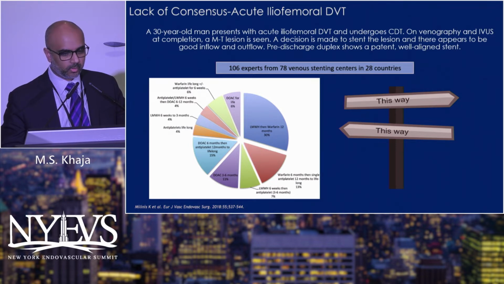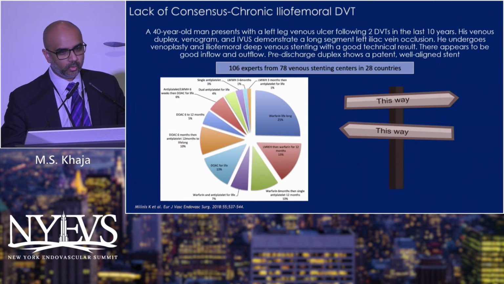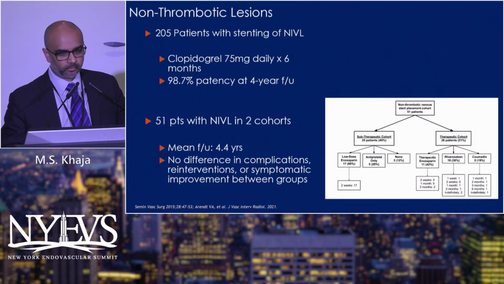So low molecular weight heparin and then warfarin for 12 months in about a third, and then a whole variety of different things with DOACs and a combination of antiplatelet agents. So it's really interesting to know that there's really not consensus. When you go into the chronic space, there's even less consensus. So we really don't know what we're doing with this. But this is a patient with chronic PTS that is treated, recanalized, and stented, and there is a huge amount of differences in what people would do.